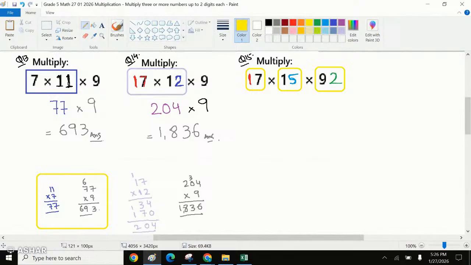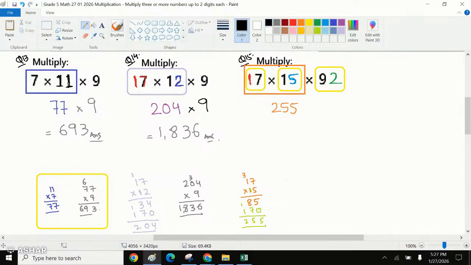Okay, so what do we prefer? Let's say we multiply the first two numbers together. Okay, Grace, what would be the answer? 17 multiplied by 15. 5 times 7 is 35. 5 times 1 is 5, and 3 is 8. Then we put a 0. 1 times 7 is 7. 1 times 1 is 1. 5, 5, carry 1, 255. That means this comes out to be 255.